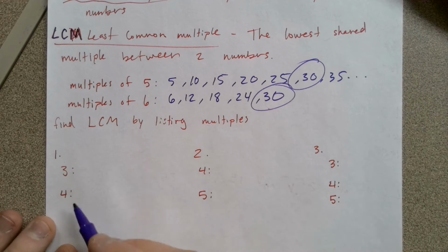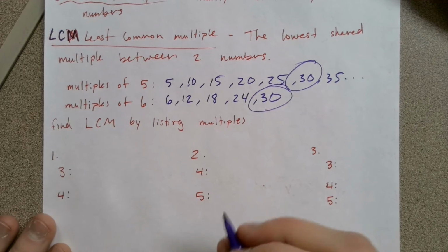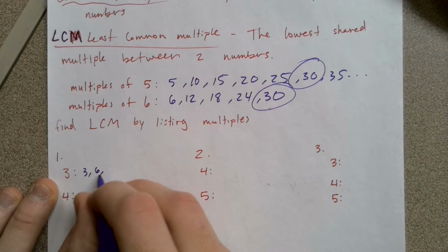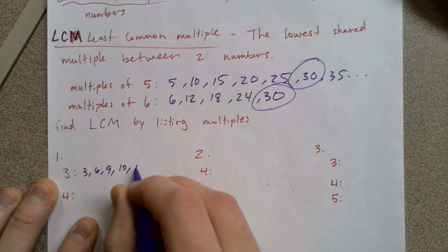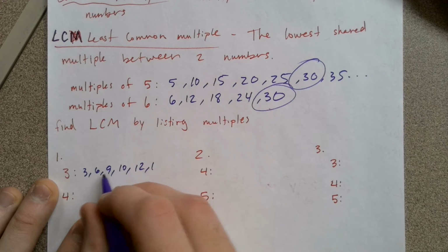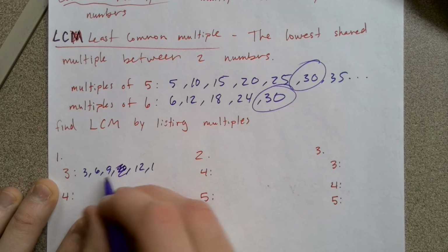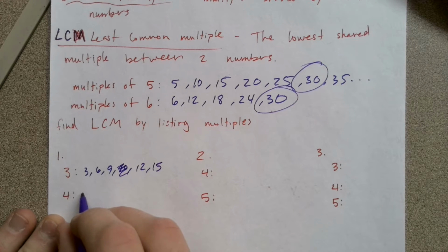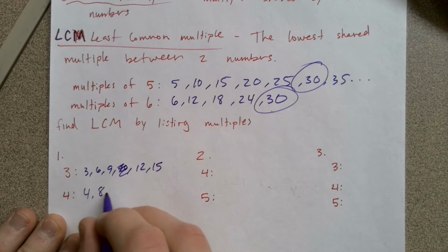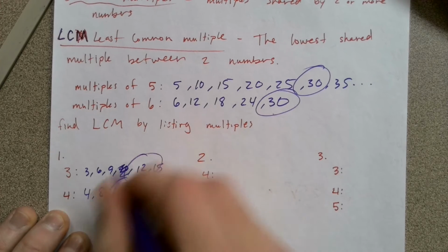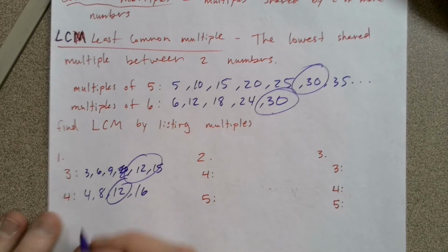We're going to do a couple more examples here. I'm just going to make this real quick for you. We got our 3s. Let's do it. 3, 6, 9, 12, 15. I messed up here, a 10 should not have been there. There you go. 4s. Let's go. 4, 8, 12, 16. I see it right there. They both have a 12 in common. 12 is our LCM.